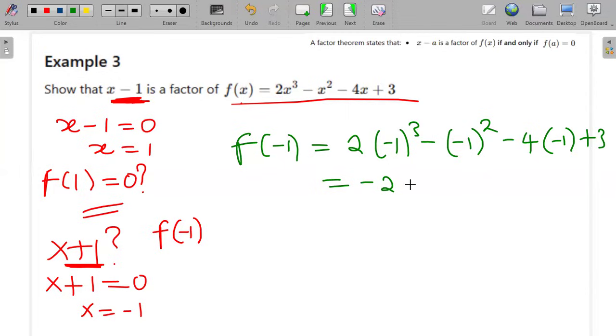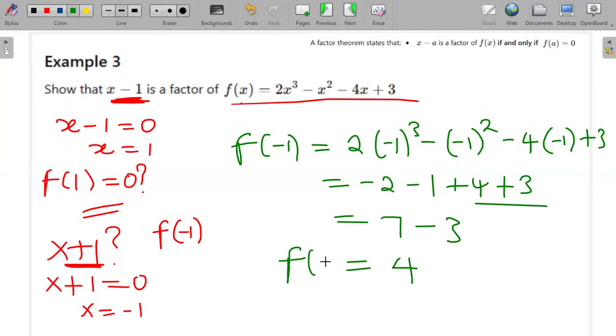Here, I'll get minus 1, because minus 1 squared will still be a positive, and then minus 4 multiplied by minus 1 will be plus 4, and then plus 3. So this one here gives me 7, this one here gives me minus 3, so the answer here is 4.